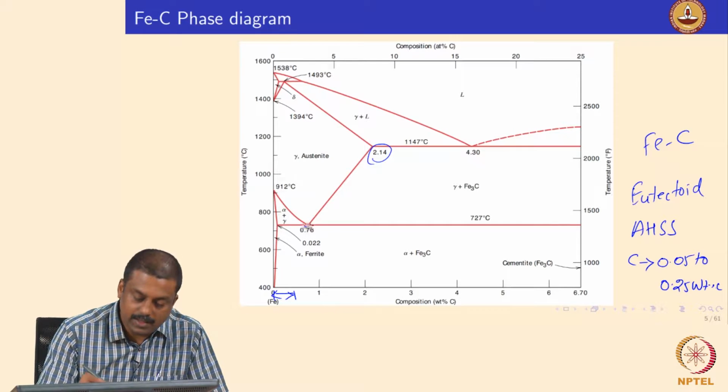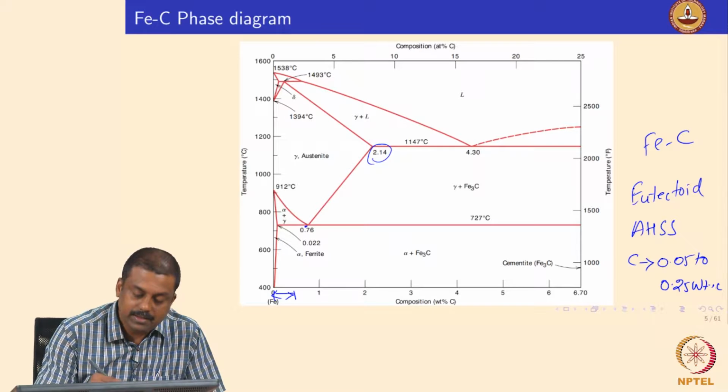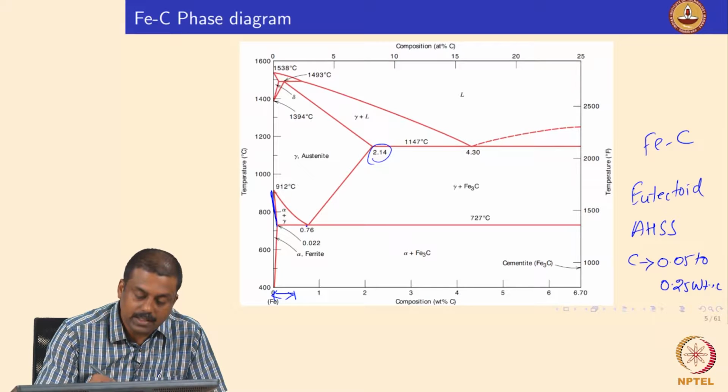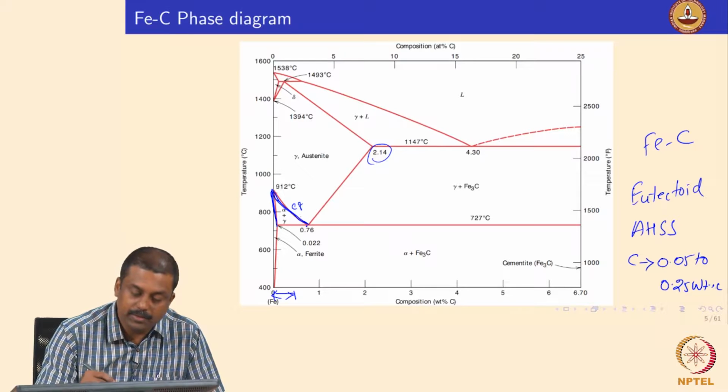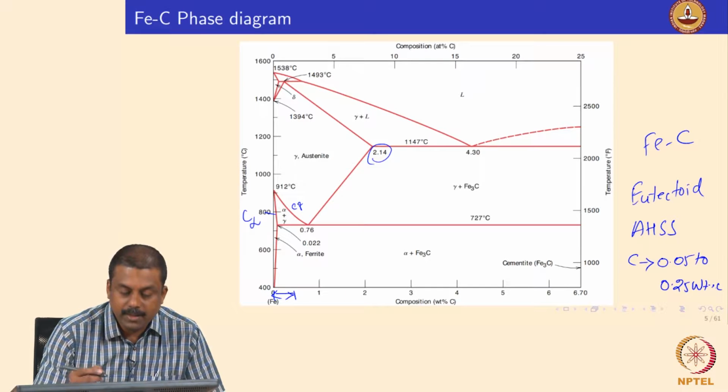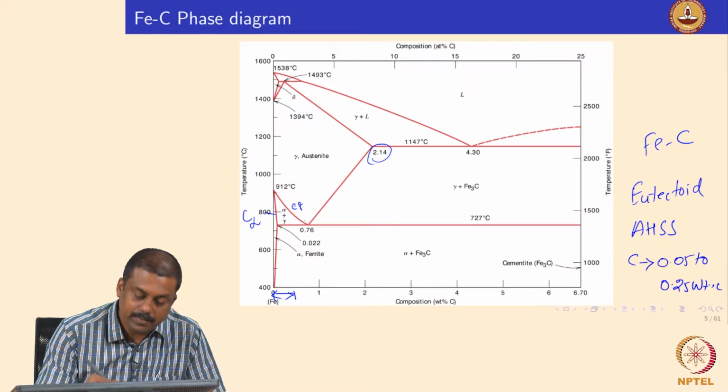What you see in this region are the lines corresponding to the carbon concentration in various phases. This line indicates the carbon concentration in ferrite, which is in equilibrium with austenite, and this line indicates the carbon concentration of austenite, which is in equilibrium with ferrite. You should understand that clearly. If you look at these two lines, the carbon concentration of austenite decreases with decreasing temperature.